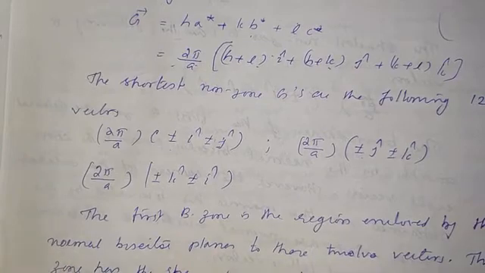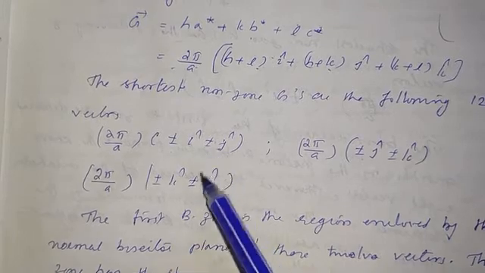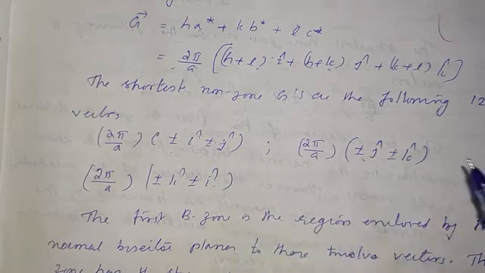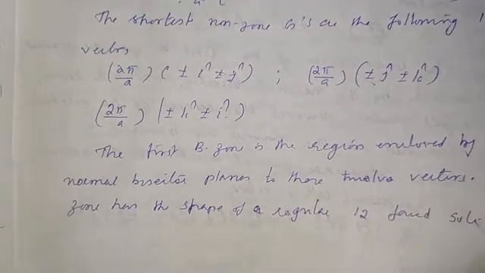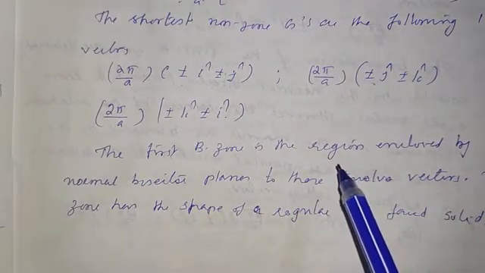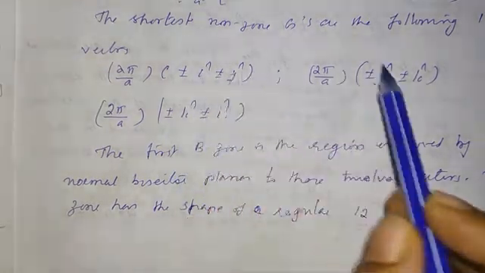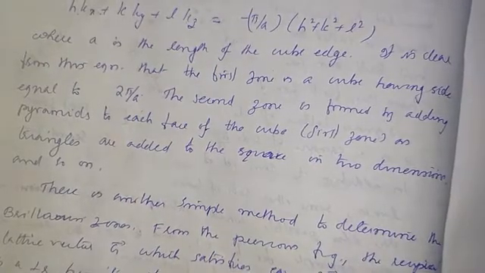The first Brillouin zone is the region enclosed by the normal bisectors of these planes. So from this we will get 4 planes, 4, 4, so 12 planes. This zone has the shape of a rectangular 12 faced solid, which will have 12 faces and which will be rectangular in shape, represented by these 12 planes. And this is about the Brillouin zone for BCC lattice.